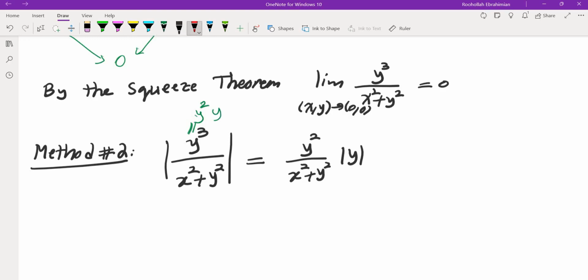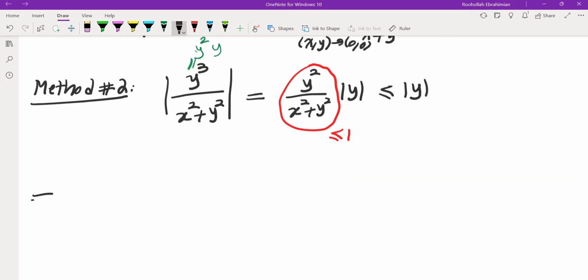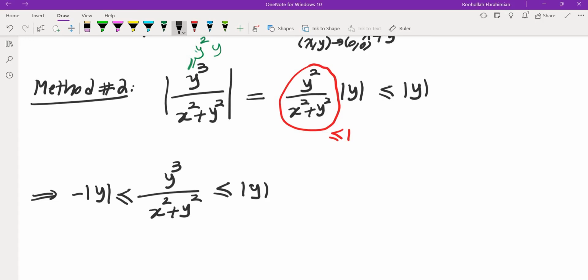Now, look at this fraction. In this fraction, the numerator and denominator are both positive, or at least non-negative. Numerator is less than the denominator, which means this fraction does not exceed 1. So this is less than or equal to absolute value of y, which means I can say y cubed over x squared plus y squared is less than or equal to absolute value of y and greater than or equal to negative absolute value of y.